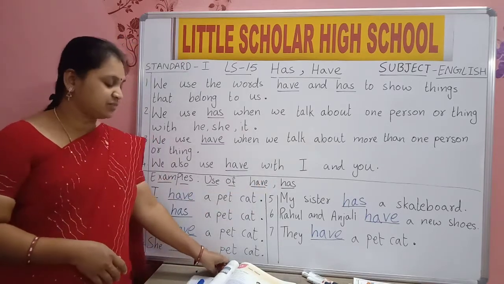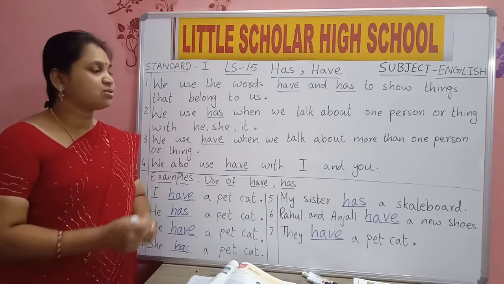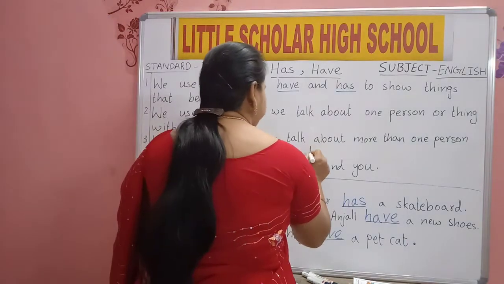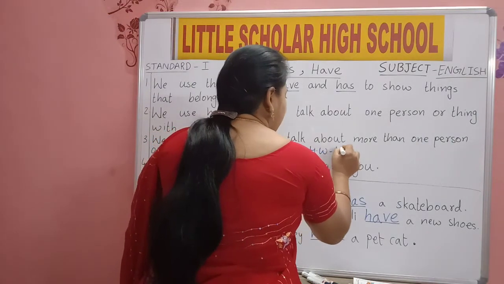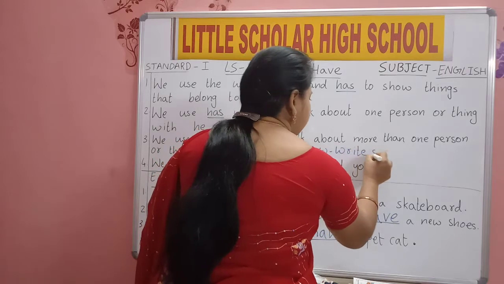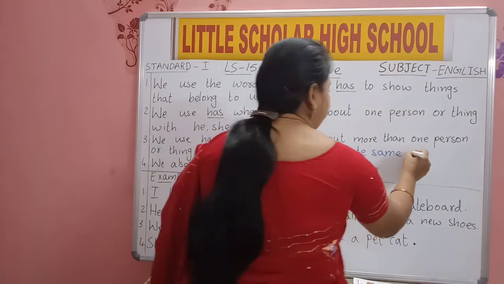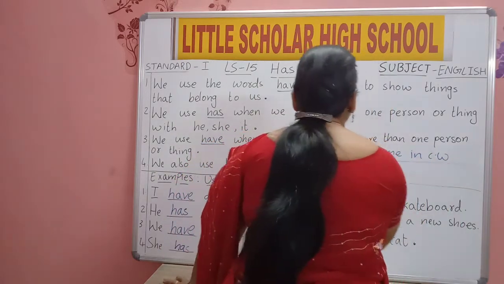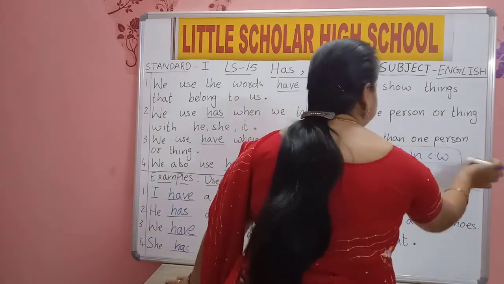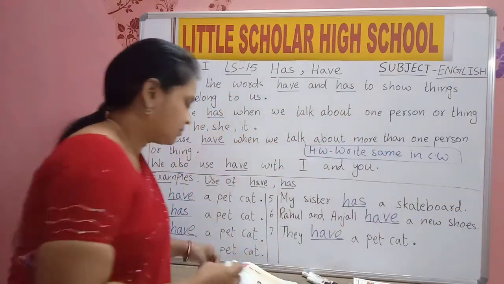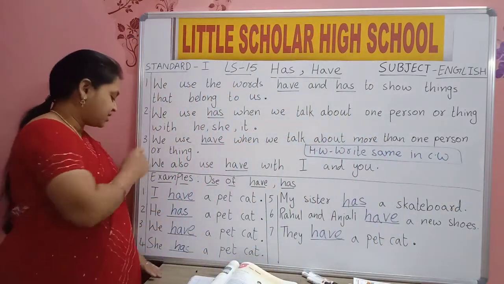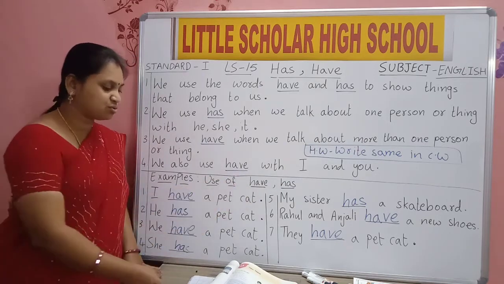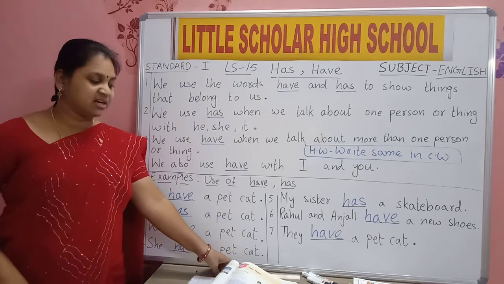Now shall we read? What is your homework? Your homework is to write all these in your classwork. Write same in classwork. W-R-I-T-E, write. S-A-M-E, same. I-N, C-W. All these 4 sentences you will copy, and the examples of use of have and has also you should copy in your classwork. Shall we read now once again?